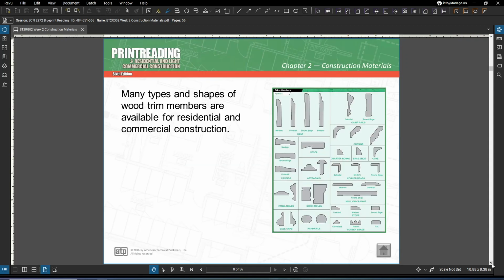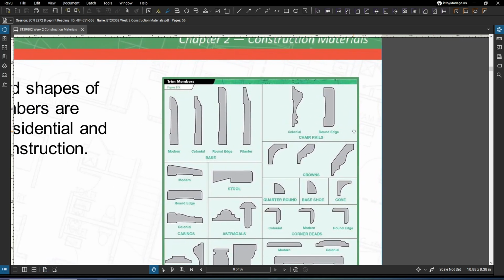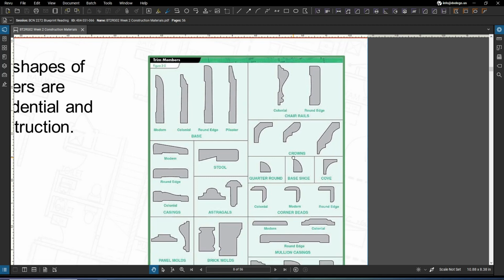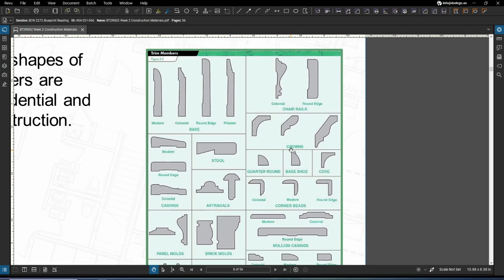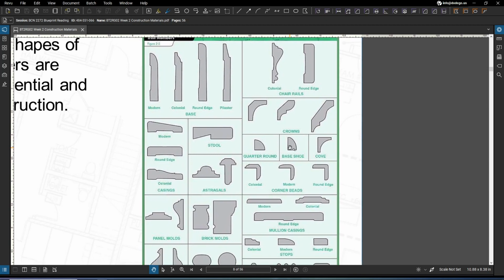Now, many types and shapes of wood and wood trim members are available for residential and commercial construction. Finished wood trim members, such as your moldings, are going to be produced in standard sizes and shapes at a mill or a manufacturing plant. Wood trim members are going to be cut to the wood's width, and then also to the length. And they're going to be molded from hardwood or even a softwood lumber.